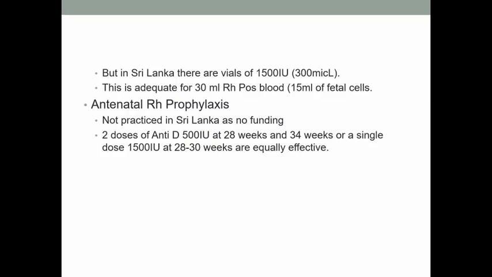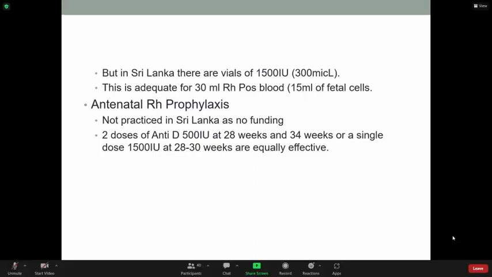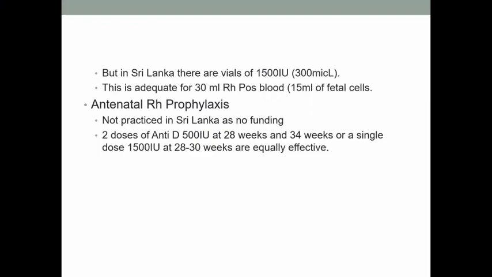So if we are giving 1500, that is adequate for 30 ml of Rh positive blood, or 15 ml of fetal cells. So 15 milliliters of fetal cells can be antagonized by 1500 international units of anti-D immunoglobulin, right? So that is the postnatal prophylaxis.